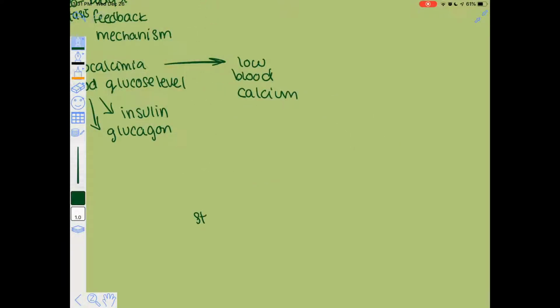Now, the stimulus or unwanted situation is sensed by a receptor. Now, this receptor sends a signal down the afferent pathway to the control center, and that will most likely be the brain. And from there, the brain will analyze the situation and respond accordingly.